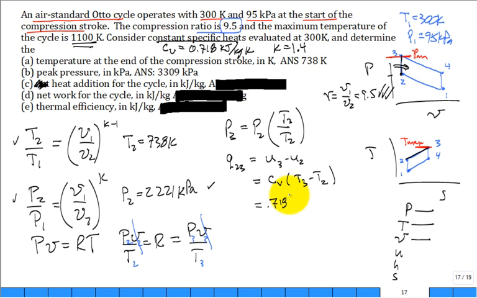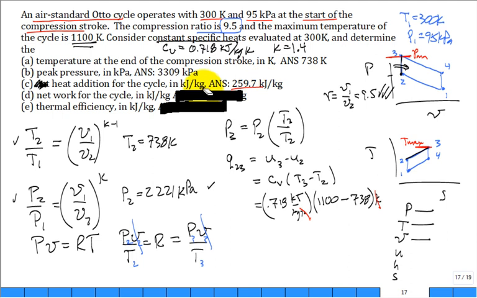0.718, we looked that up, kilojoules per kilogram Kelvin, times the temperature 3. T3 is 1100 Kelvin, minus T2, which is 738 Kelvin. The kelvins cancel, and we're left with the final answer of about 260 kilojoules per kilogram. That's how much heat is into the working fluid in the process 2 to 3.